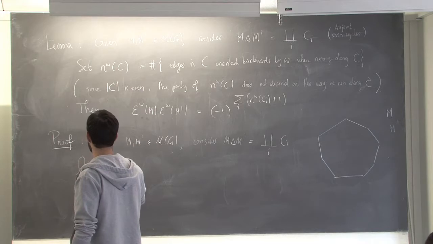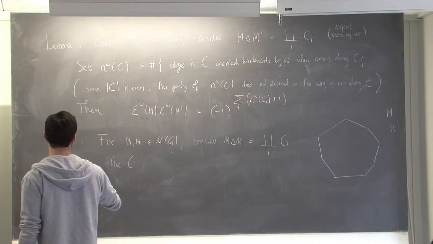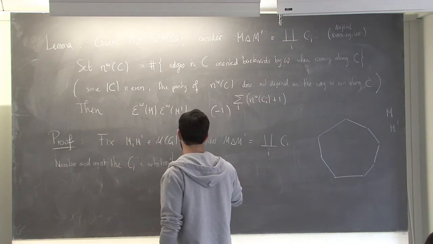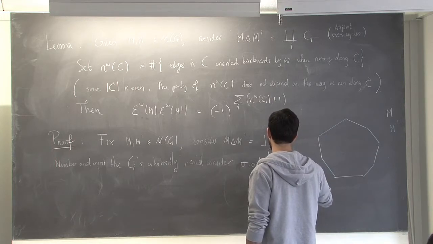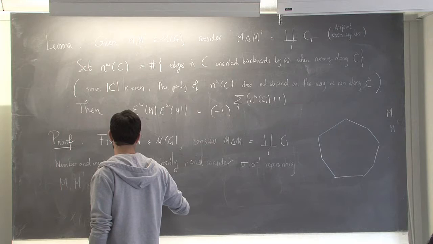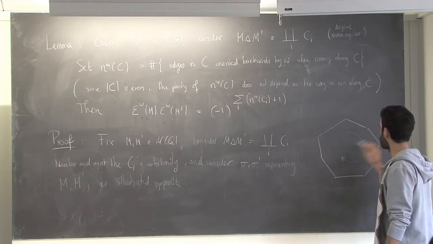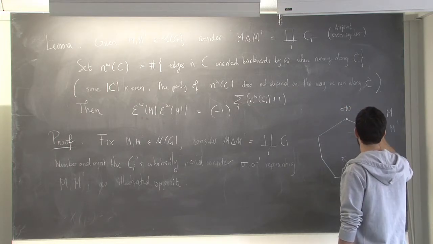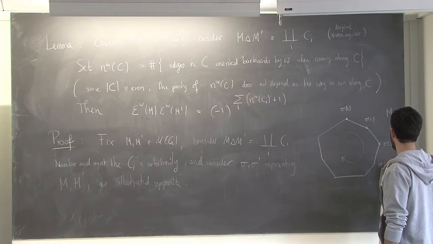So let's number and orient the cycles arbitrarily, and consider sigma prime representing M and M prime as illustrated opposite. Let's say that this cycle here is the first one, and we orient it this way. I also have to pick a first point. So I say that this point is sigma of 1, this point is sigma of 2, this is sigma 3, this is sigma 4, etc.